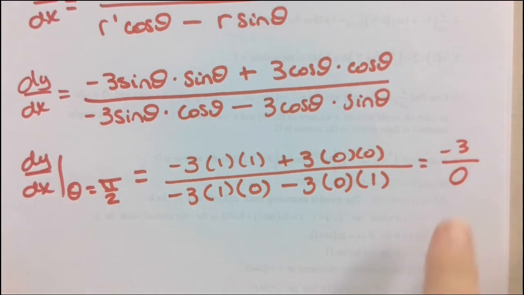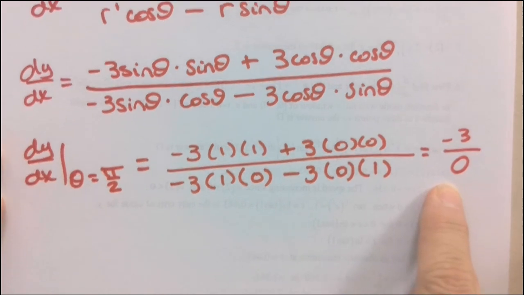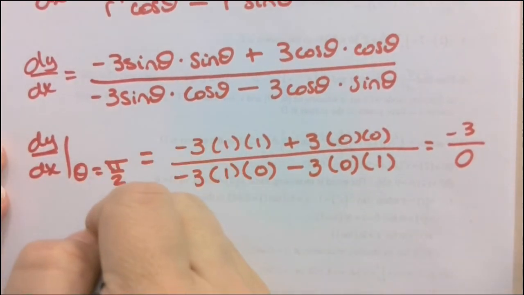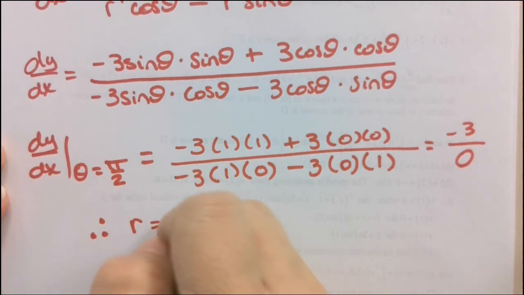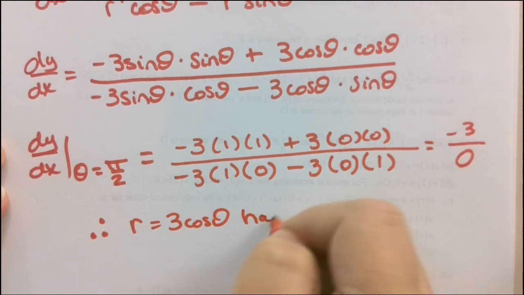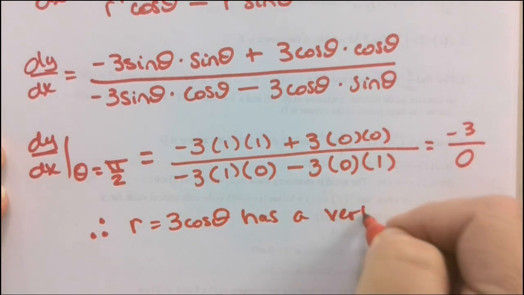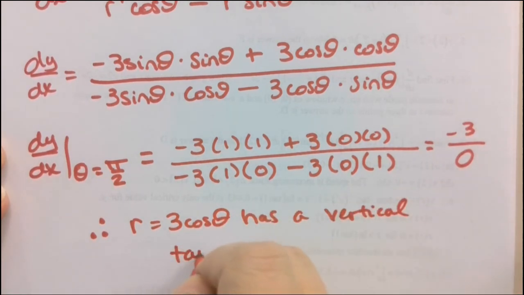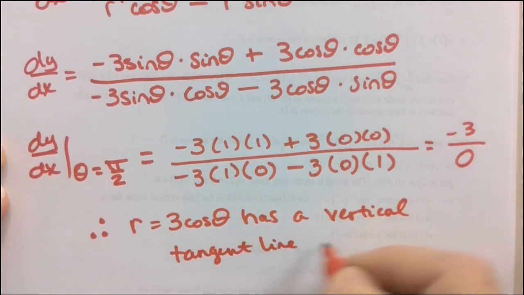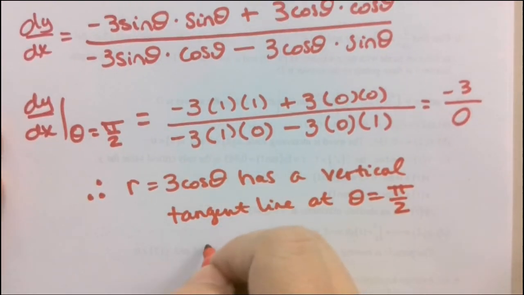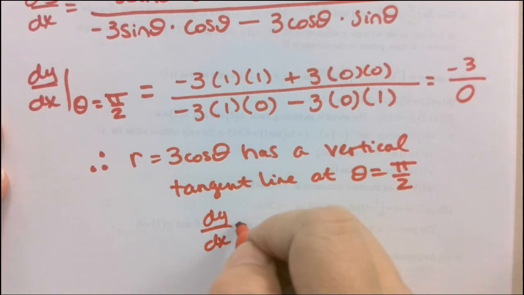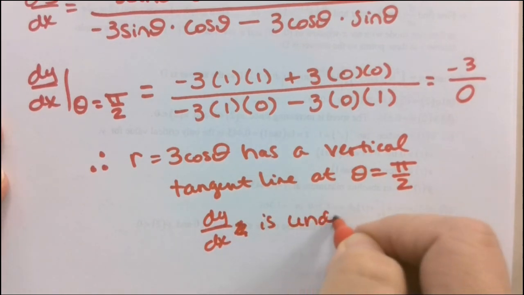So I've ended up with dy/dx, the slope of the tangent line, that is negative 3 over 0, which is, of course, undefined. Therefore, r equal to 3 cosine theta has a vertical tangent line at theta equal to pi over 2. I guess I should have started by writing that dy/dx is undefined.